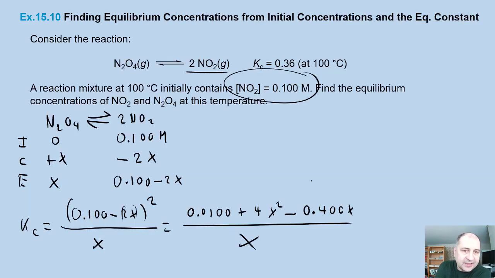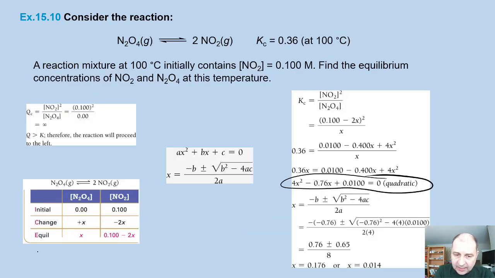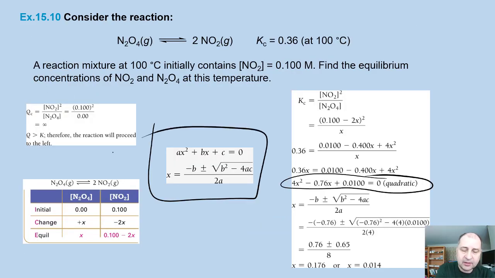Since we don't know what Kc is, we're provided here with the value 0.0100 0.36, we get a number for that. And just as a reminder, for the exam, I'm going to give you the quadratic equation. You just need to know when to use it.